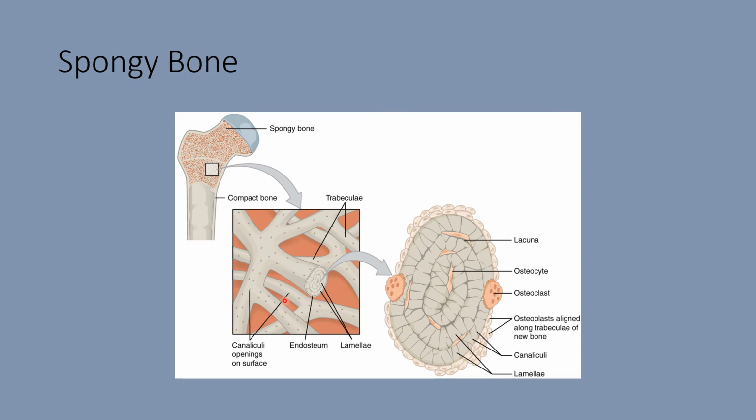So your spongy bone, this is showing on a long bone up here, on the end, the epiphysis, is usually spongy bone. Down in the diaphysis is usually compact bone, but you can see how the trabeculae look like this. I usually describe it like scaffolding or lattice work in there. And then you still have your osteocytes and your osteoclasts in there, etc.